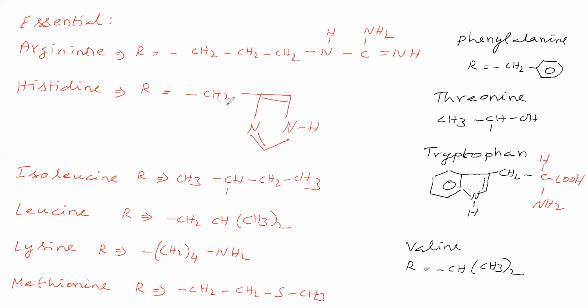Now we will see histidine. Histidine we have given. One amino group is primary. This amino group is tertiary. This amino group is secondary. Histidine contains how many amino groups? Primary, tertiary, and secondary are present.